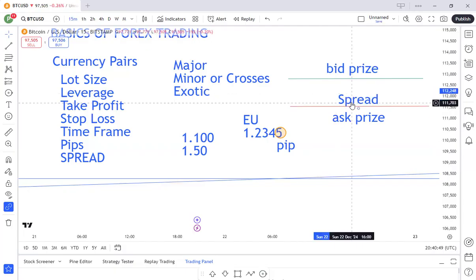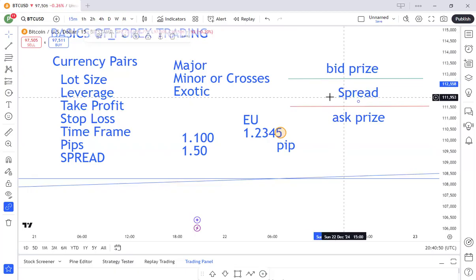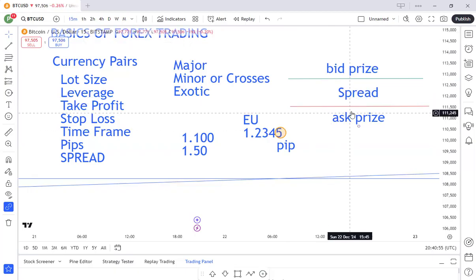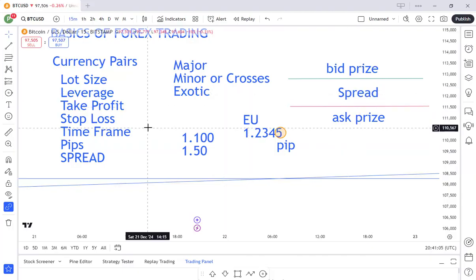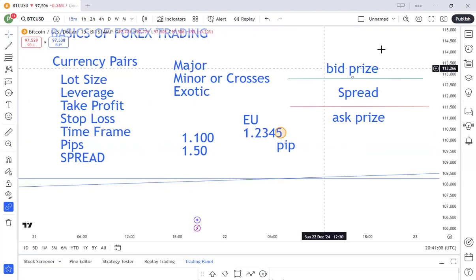You can find the ask price and bid price on your MT5 where you want to trade. You see it moving by ask price and bid price. So the spread is the distance between the two of them. Hope you guys are grabbing. Hope you're understanding what I'm talking about.